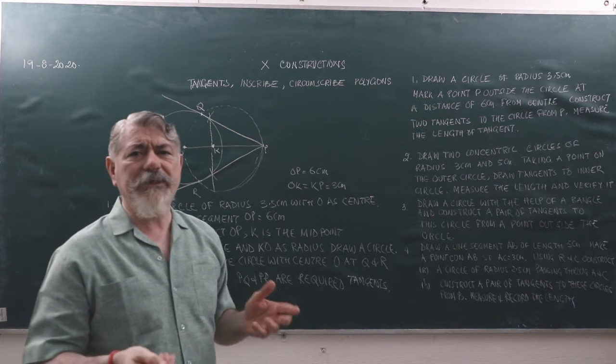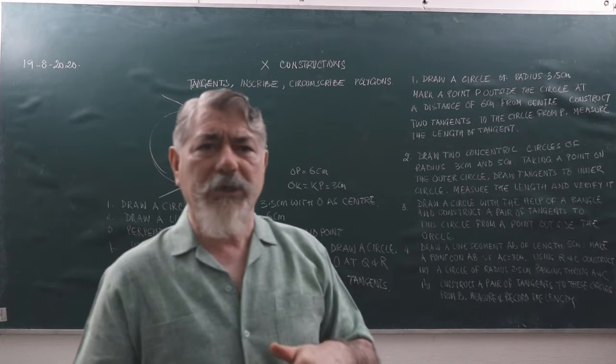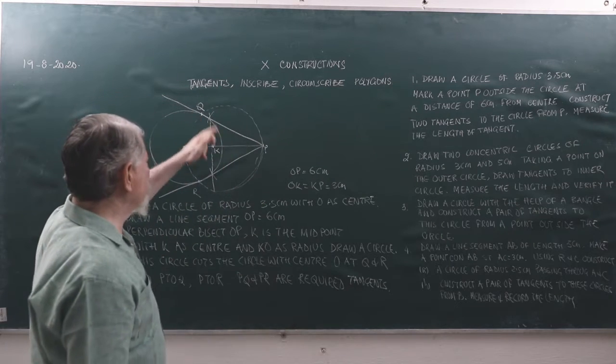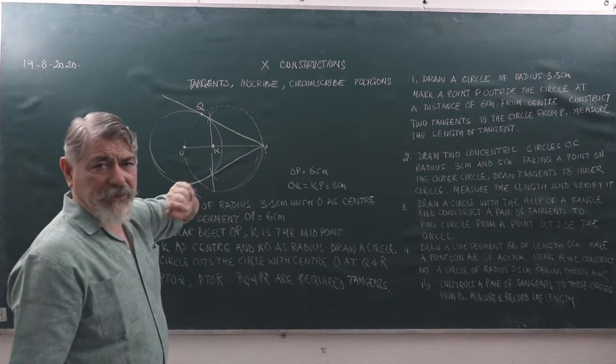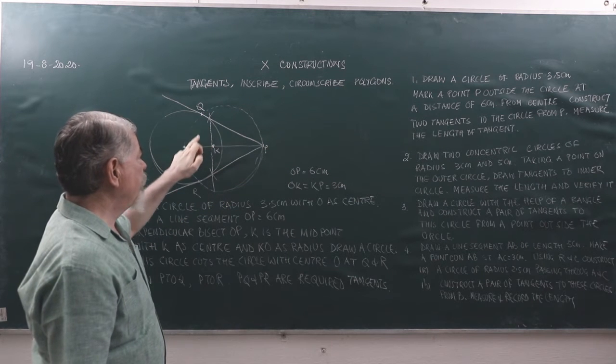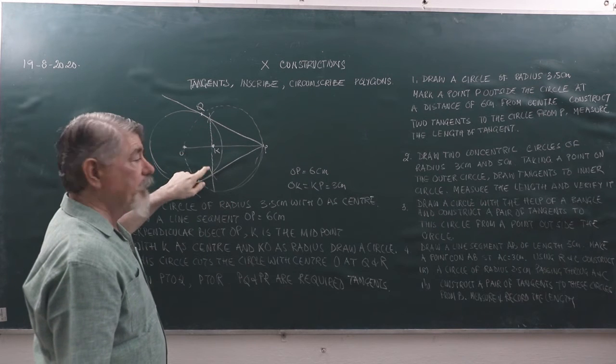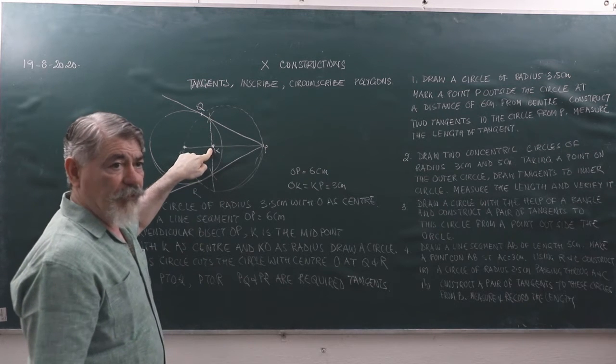So we generally say take O as center, open up your compass more than half of OP and draw 2 arcs. The circle is already drawn, so I am not drawing from this side. But take P as center with the same radius 3.5, I draw another arc. These 2 arcs cut each other, join them, you will get K, the midpoint of OP.